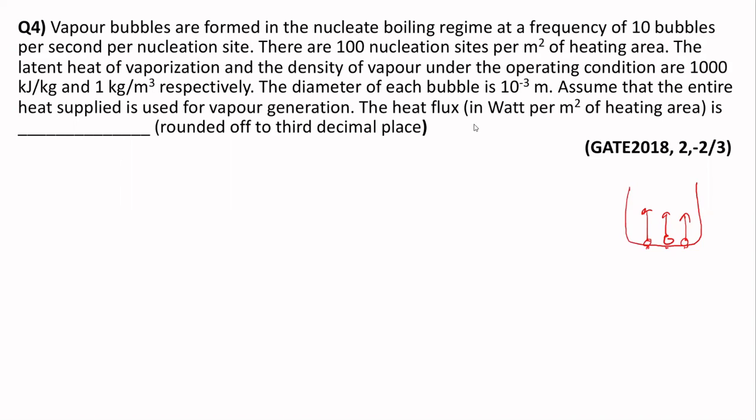They have said that all the bubbles are of the same diameter, and assuming that the entire energy that has been supplied is used for vapor generation only, what would be the heat flux? So here you need to do some sort of reverse calculations based on how many bubbles are generated. Go back and find out the total amount of heat that has been provided per unit area. Just a hint, you can start by taking the basis as 1 meter square of heating area, and whatever value you get will be the exact answer for this particular numerical.